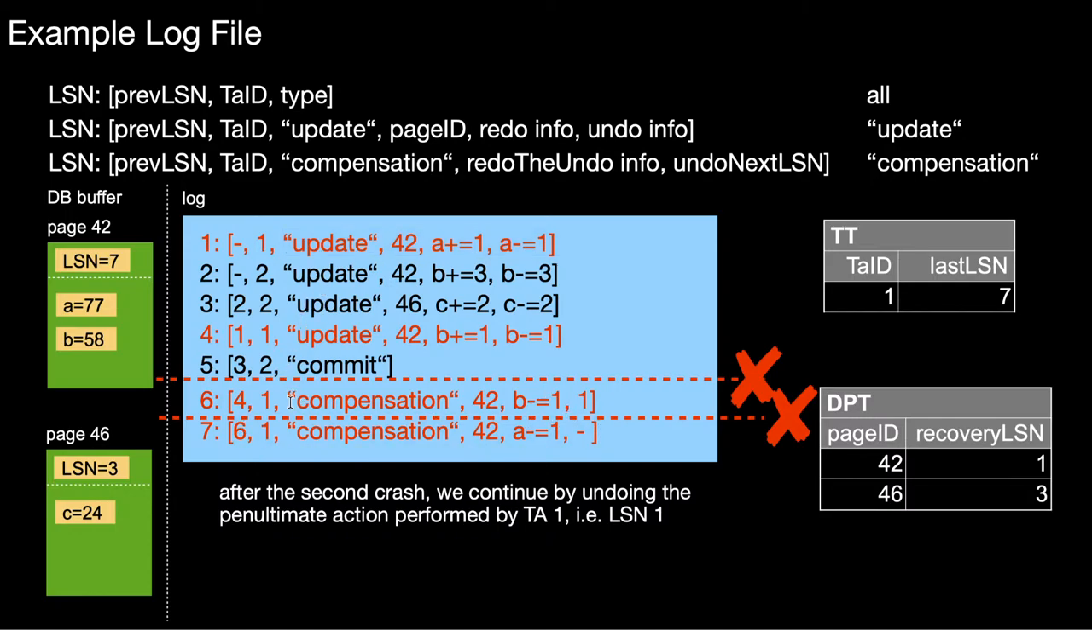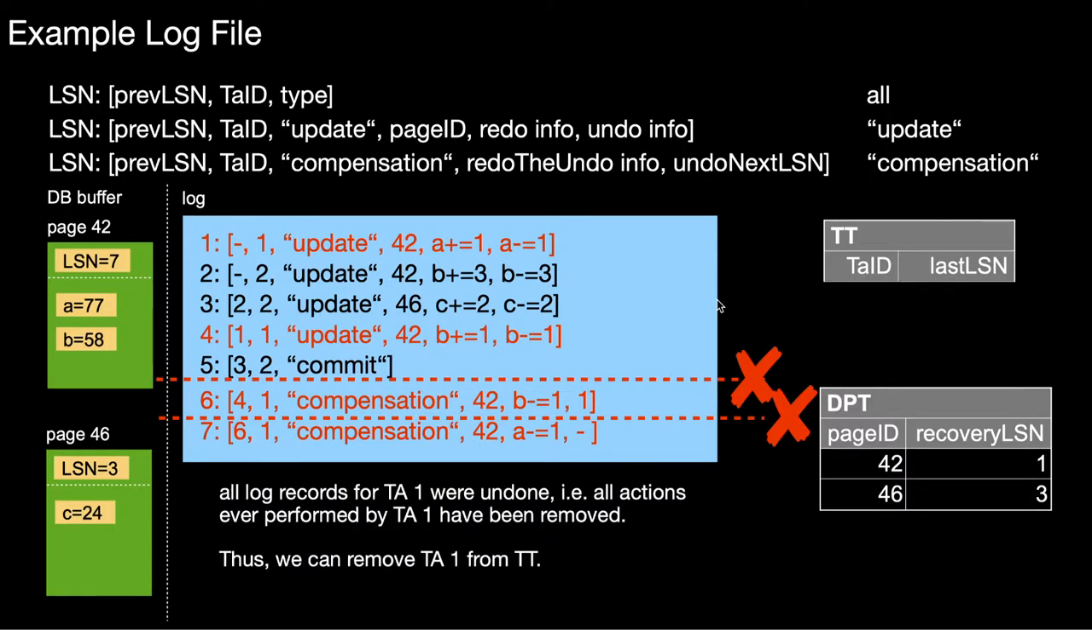But if you find out that this undo operation you did here in log record number 6 didn't make it to the store, that will already be detected in the redo phase. So even though semantically this compensation log record is undoing something, if you crash again and find the log record, that will already be fixed in the redo phase. That's very important to understand.